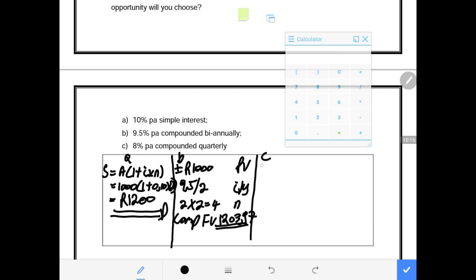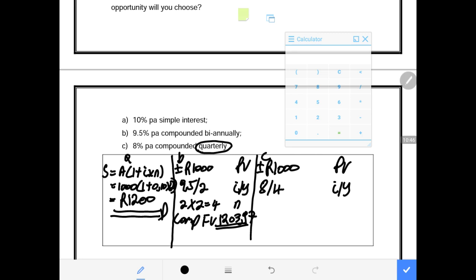So now we have to say plus minus present value of 1,000, 1,000 being our PV, and we say we have an interest of 8% divided by 4. Don't forget, quarterly, how many quarters are in a year? There are 4 quarters in a year. So always your interest as a full amount must be divided by the number of compounds in a year. So that will be our interest, i, divided by y.